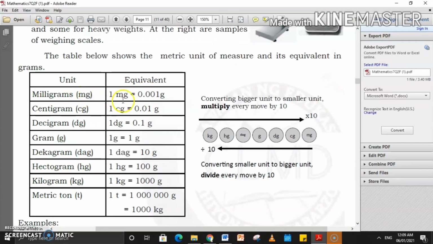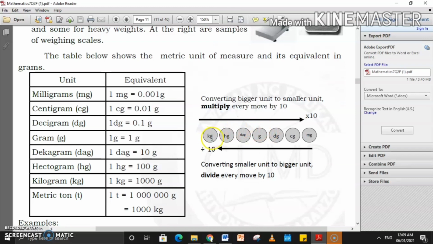Ito, yan, milligrams. 1 milligram is equal to 0.001 gram. As you can see, ito yung kanina o yung ginagamit natin sa conversion: kg, hg, dag, g, dg, cg, mg. Ano lamang yung naiba? Yung nasa gitna. Since ang ating susukatin ay mass, we are going to use gram. Dito, ilalagay natin sa gitna is yung gram.